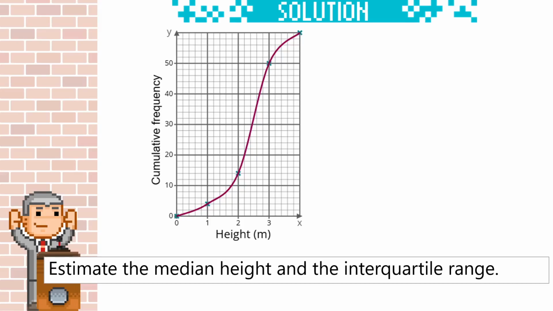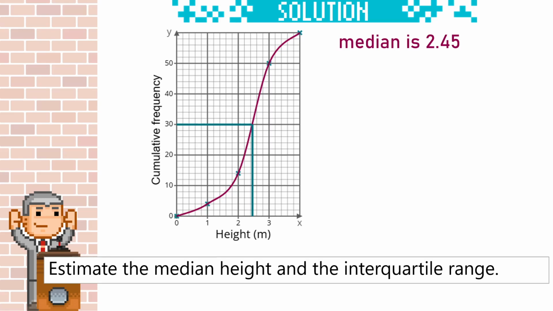Our cumulative frequency graph goes up to 60. To find the median, we halve this 60 to find 30. We then draw a line across from 30 to our line and then down. The value on the x-axis is our median.